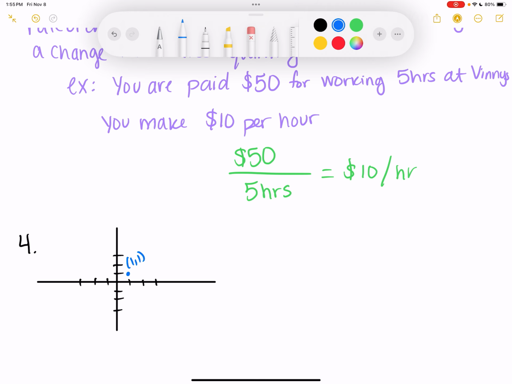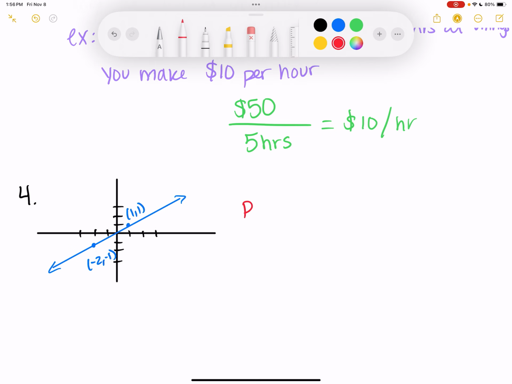And a point at -2, -1. And obviously they are connected and make a line. And they want us to tell if the slope is positive, negative, 0, or undefined. So what kind of slope does this one have? Positive. Yep, positive. So they're specifically saying positive, negative, 0, or undefined, so just stick with the words that they ask for. So this has a positive slope.